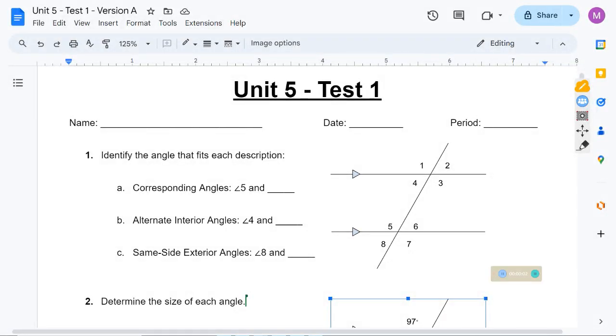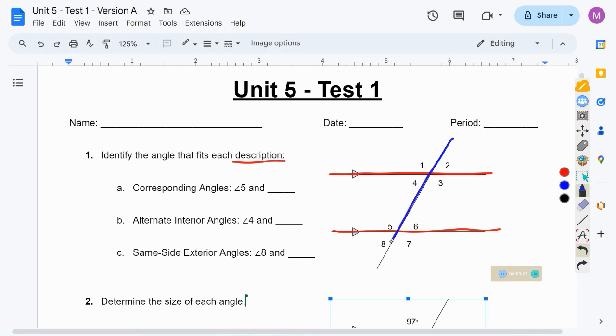So in this video, we're covering Unit 5, Test 1. Let's take a look at the way this first problem would work, all right? Just to get the ball rolling, we'll start off really quickly, okay? You want to understand the angle that fits each description. And one of the most important things is to understand that these lines are parallel and that we classify these angles relative to the parallel lines and this other line that crosses them called the transversal, okay?